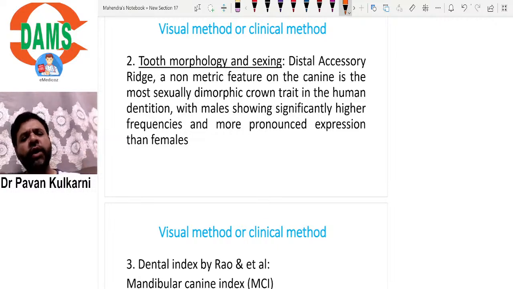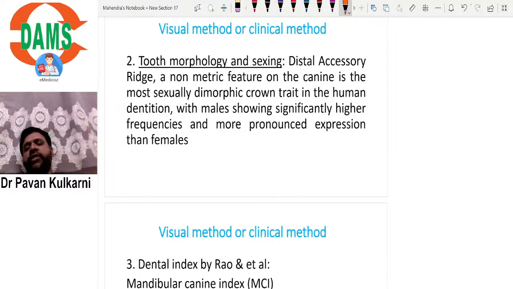Okay, moving on to the second method here, tooth morphology and sexing. What do you mean by that? How are we going to use the tooth morphology? Tooth size is over. Now what about tooth morphology, tooth shape? How are we going to use this in the identification of gender? We have to remember one important ridge called DAR. What is DAR? Distal accessory ridge.